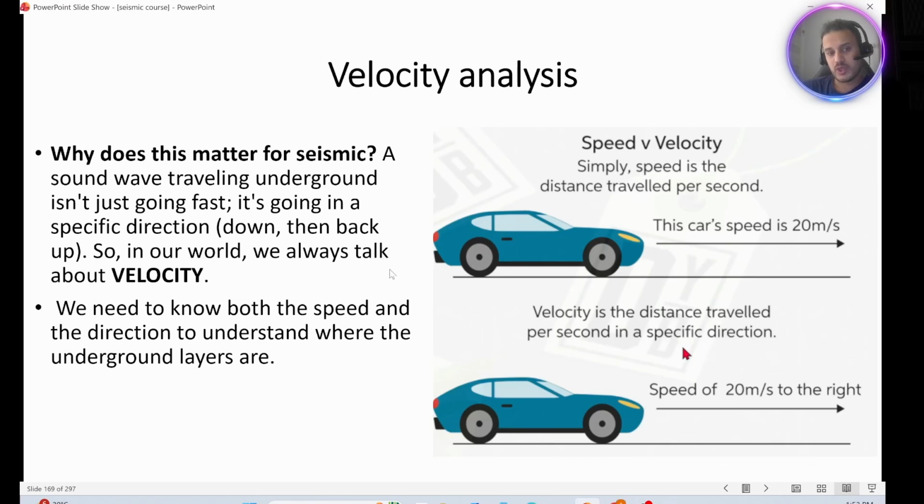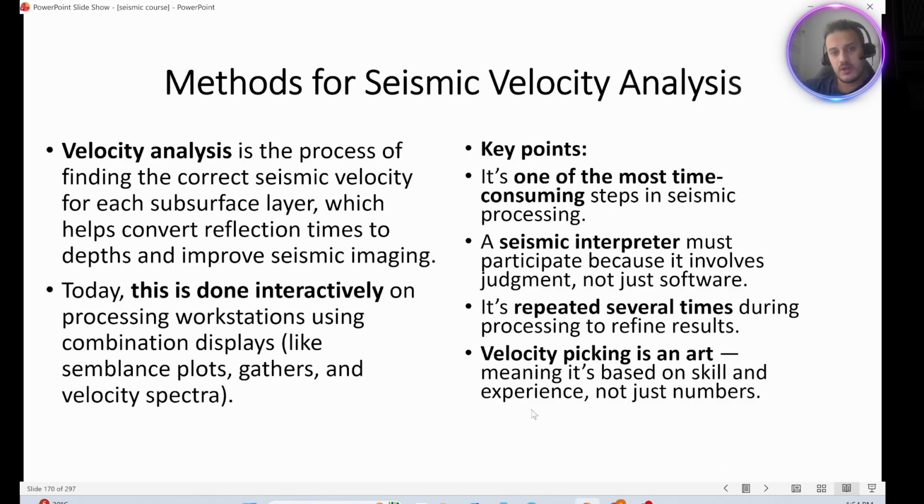So in our world, we always talk about velocity. We have multiple methods for seismic velocity analysis, but velocity analysis is the process of finding the correct seismic velocity for each subsurface layer. We have to find the velocity for each subsurface layer, and that will help us to convert reflection time to depth. And this is to improve the seismic imaging.